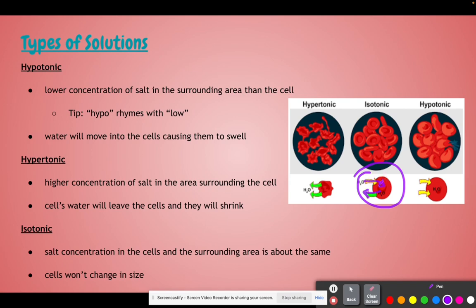So even though the cell's size in isotonic is not changing, it's not swelling up like hypotonic, and it's not shrinking like in hypertonic. However, there is still an exchange of water that is moving through the cell membrane. It's just not something that's as measurable because it's happening at about the same rate.